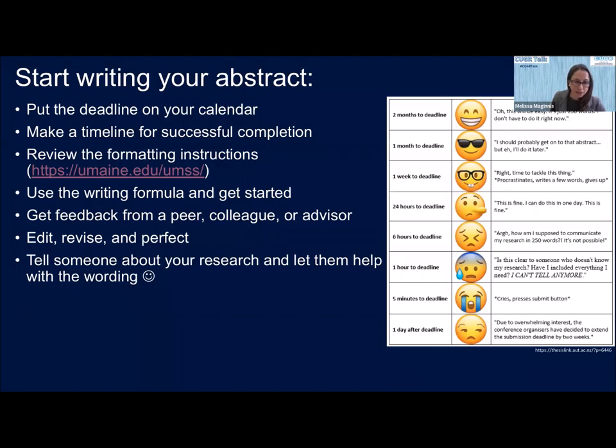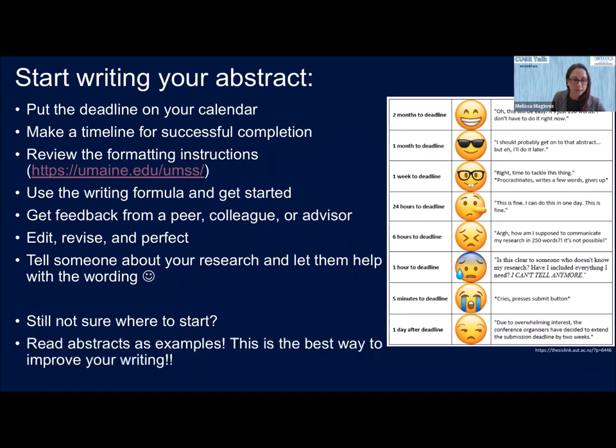If you go through all of this and you're still feeling unsure about where to start, we have a lot of excellent resources that can help you. And the best way to learn how to write and to write technically in your research field is to read. And whether that may be reading papers or reading abstracts, you could go to our UMaine Student Symposium website and look at the archives. And you can use these archives as examples.